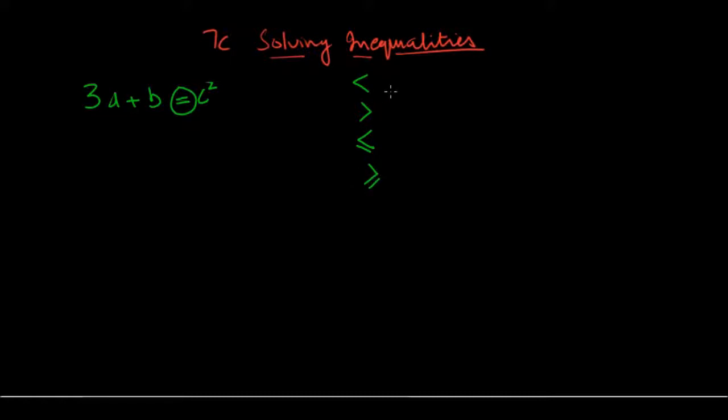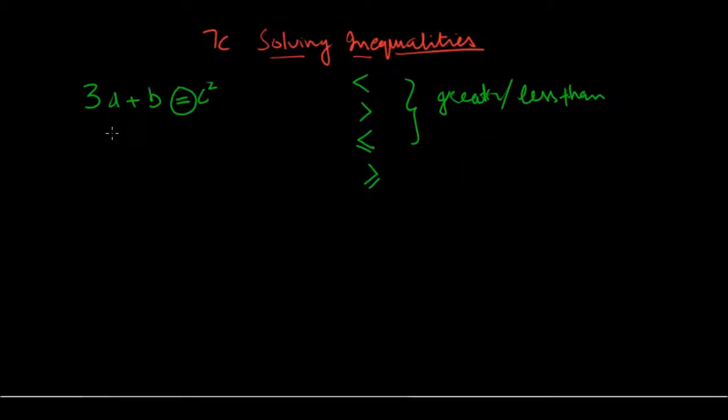Okay, so what are these signs? Well, these signs are greater than, less than sign. So greater than or less than. Okay, and when you have a bar underneath the sign, it means the value can also equal something. So let's look at some examples.